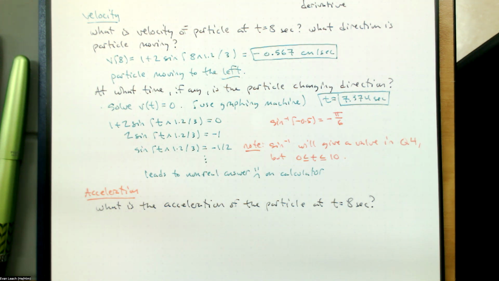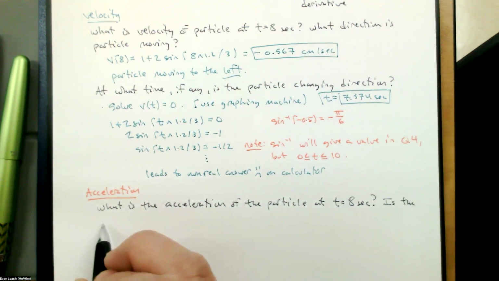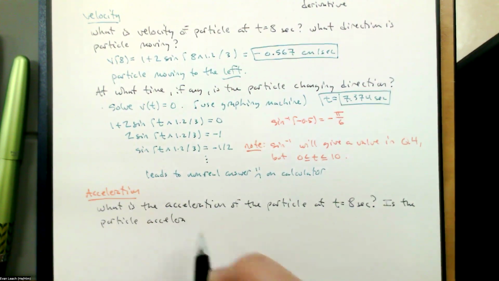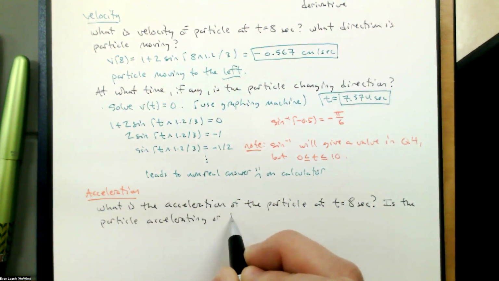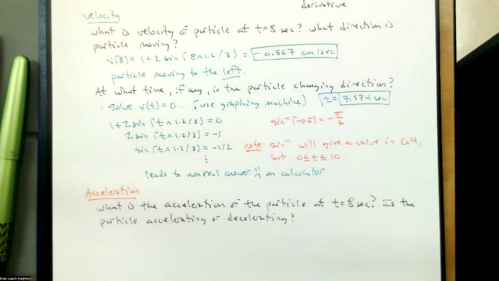This would just be find the derivative of the function, because acceleration is the derivative of velocity, and plug in 8 seconds. The context portion of this question would be to ask something like, is the particle speeding up or slowing down? Or I could ask a completely different question. Is the particle accelerating or decelerating?